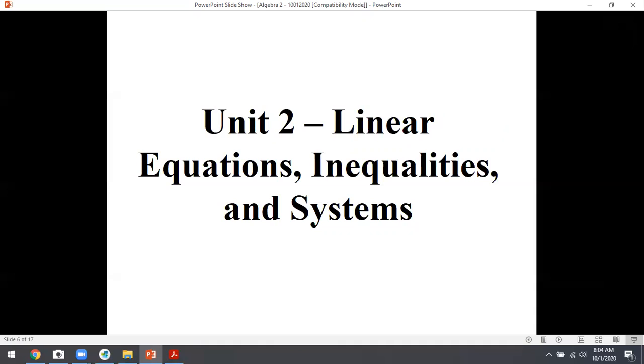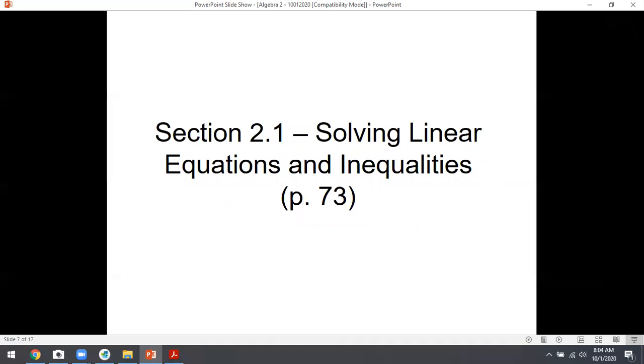Specific to today, our topic is section 2.1. I don't think you need to write down the title, maybe just section 2.1 or something like that. That way you know, hey, this is what that section's from. If I want to go back and study when the test comes, I can go to the textbook and look it up. Right on page 73. And let's go ahead and dive in. Here we go.